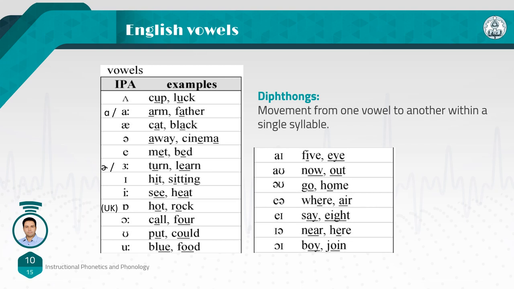Next is call and for. Again, we only use this sound o in British English. In American, they say call or for, but in British English, they say call. Yes, call. Next is the oo sound, as in put or could. Next is long oo, like blue or food. And on the right side, you can see the diphthongs. I just read them. Five, i, now, ow, go, home, oh, where, or air, air, say, eight, a, near, or here, ear, boy, or join, and the diphthong is oi. Remember that you need to learn all of these symbols.